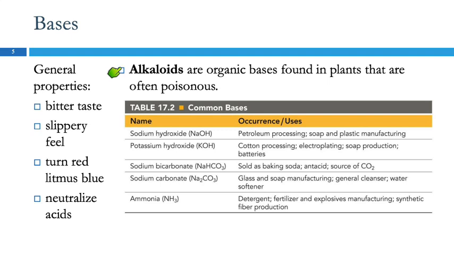Alkaloids are a group of organic bases that are found in plants, and these are often poisonous. I forget which, I think it was in Shakespeare, they talk about hemlock, drinking hemlock and it killing you. Well, hemlock is an alkaloid. It's an organic base found in a plant, the hemlock tree, and really toxic.